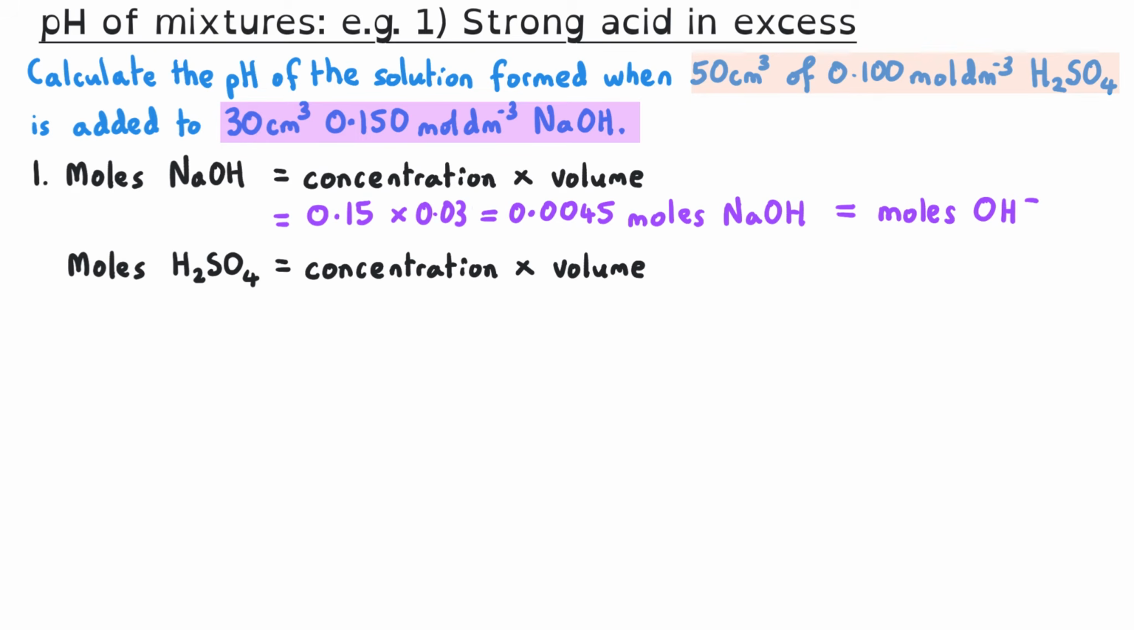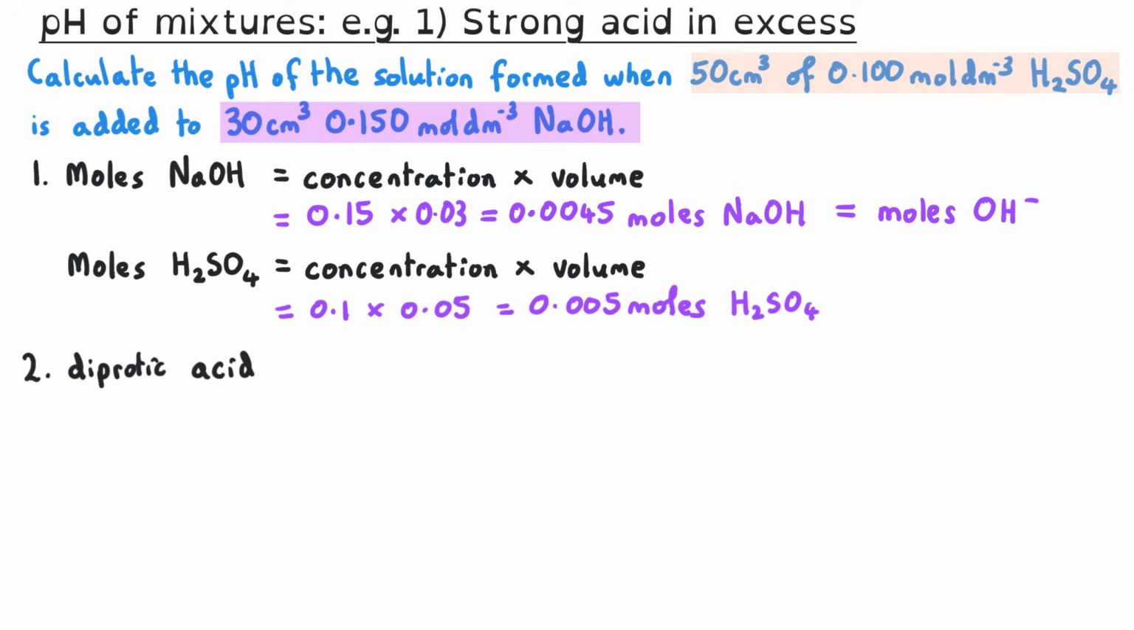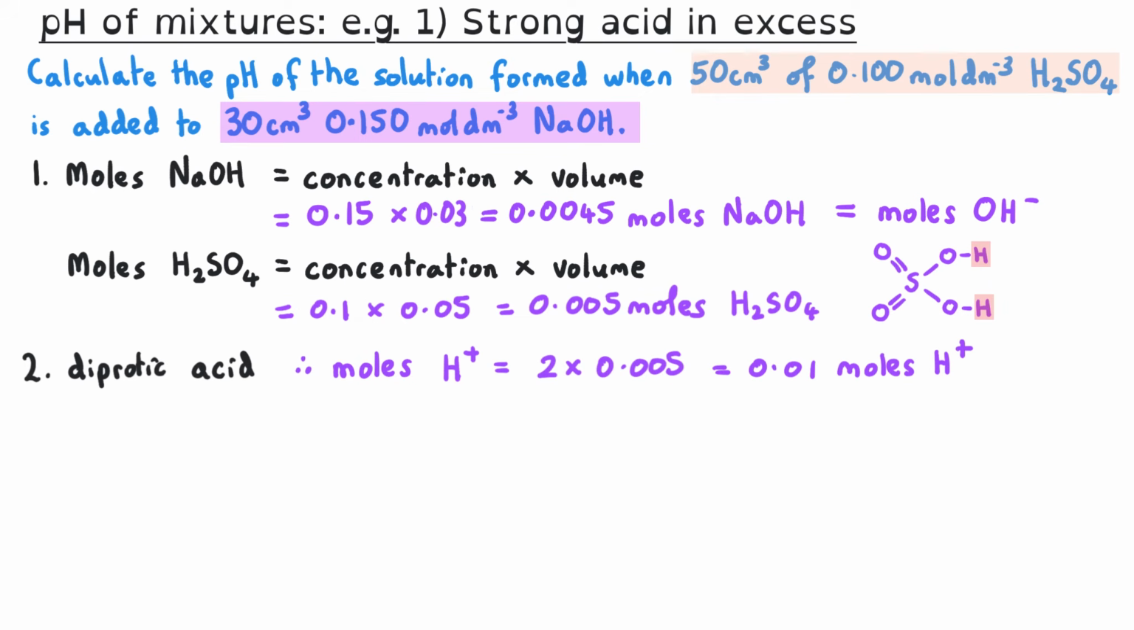And then for the moles of sulfuric acid, moles again is equal to concentration times volume, so 0.1 times 0.05 gives us 0.005 moles of sulfuric acid. Sulfuric acid is a diprotic acid. That means it has two replaceable hydrogens in its structure, so the moles of the hydrogen ions will be double the moles of the acid. So we need to multiply that 0.005 by 2 and we get 0.01 moles of hydrogen ions.